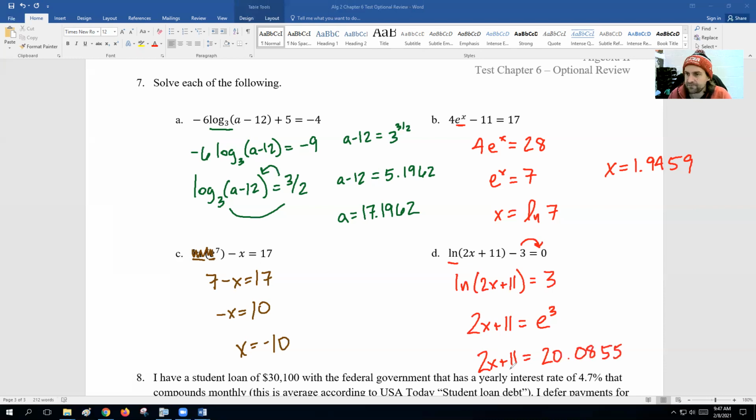So what we'll have to do next is subtract the 11 over and then divide that answer by 2. So I'm just going to take my calculator out, minus 11, and then we get 9.0855. We'll divide that by 2. So x would equal 4.5428 when we round. So hopefully those problems aren't too bad. You know, little tricks to them. They should be fairly easy answers, and you can always plug them back in to see if they're right.